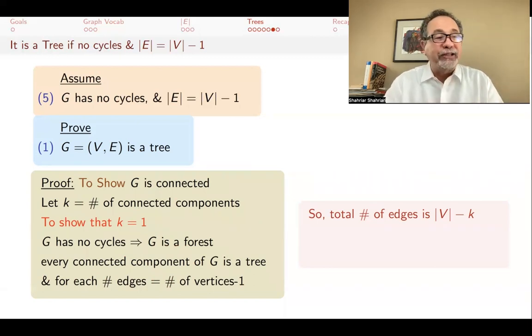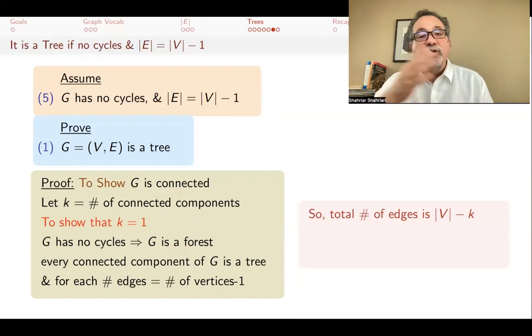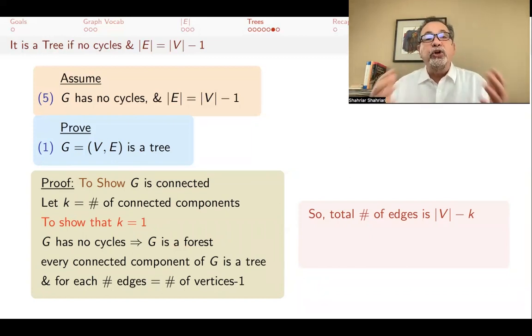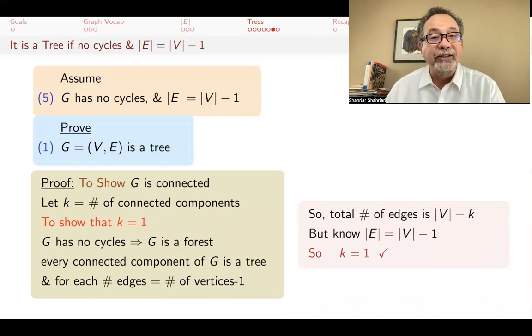So if you go around and ask, okay, how many edges do you have? How many edges do you have? If you go through the K connected components, every time you ask that, you fall behind. The number of edges falls behind the number of vertices by 1. So the total number of edges is the total number of vertices minus K, because there are K components. But what we know actually is that the number of edges is the number of vertices minus 1. So that means that K is 1, and so the graph is connected. So this is sort of a nice proof.